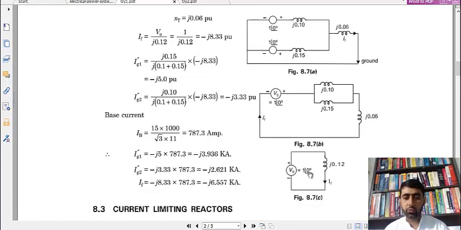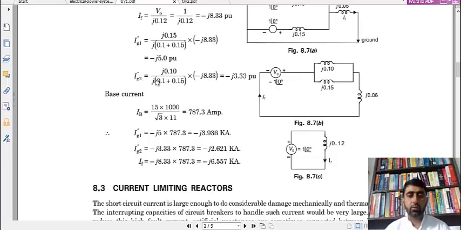So the total fault current will be V naught divided by 0.12. Since it is 1 angle 0 divided by J0.12, it comes out to be minus J8.33 per unit. When we calculate the fault current, we can use the current divider rule to calculate the generator 1 current and generator 2 current. Generator 1 current will be J0.15 divided by the summation of the two, that is J0.1 plus J0.15, into the total fault current. It comes out to be J5.0.